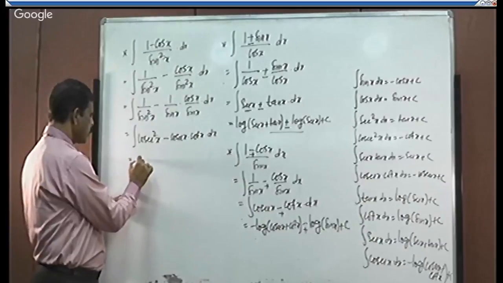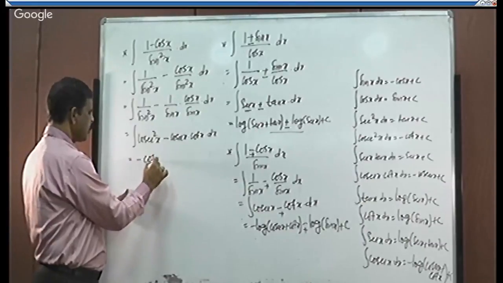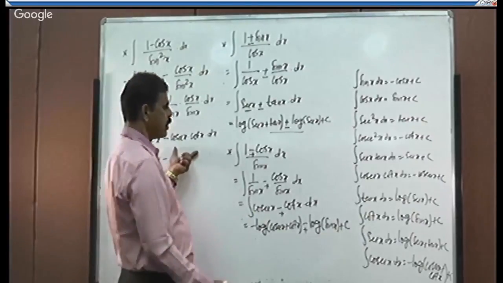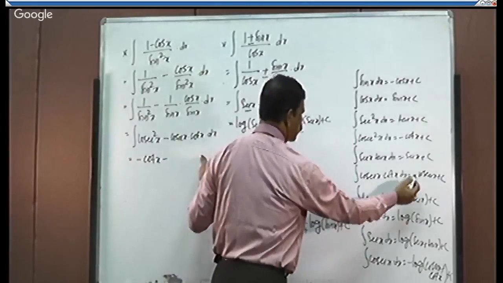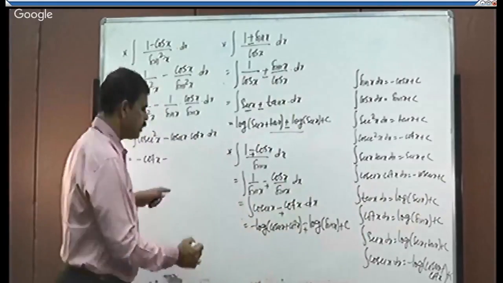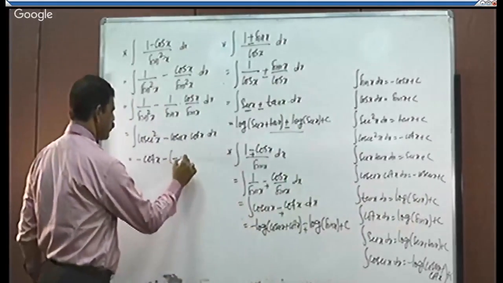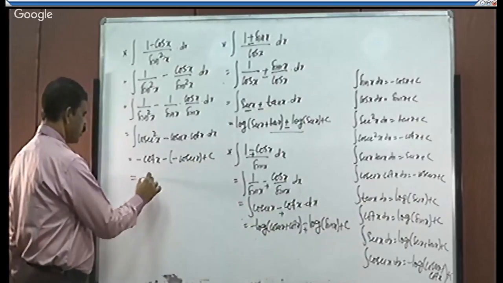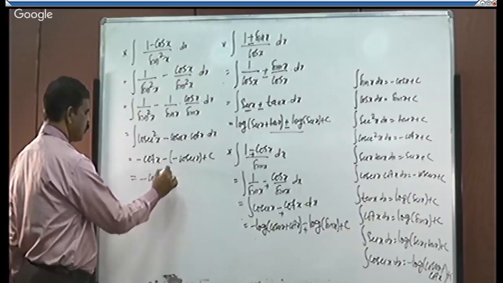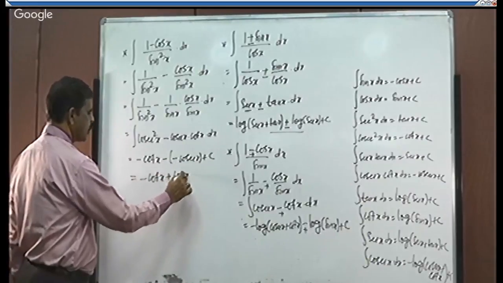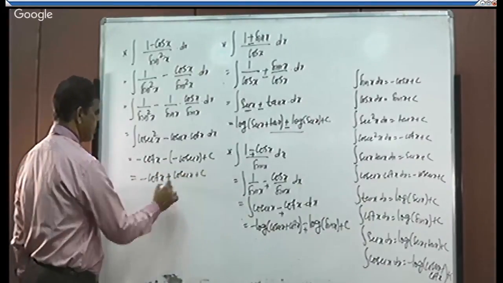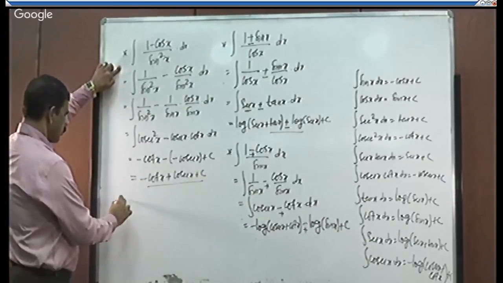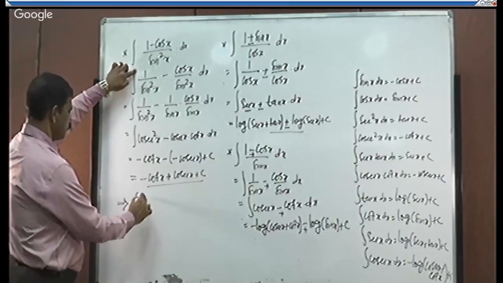Integration of cosecant square is what? It is minus cot x, minus the integration of cosecant x into cot x, which is minus cosecant x. This is minus of cosecant x plus c. Otherwise, it becomes minus cot x plus cosecant x plus c. You can do it in the same way for these problems.